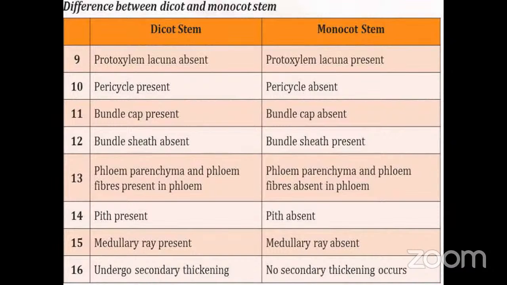Phloem parenchyma and phloem fibers are present in the phloem in the dicot stem, whereas in the monocot stem they are absent. In the dicot stem, a large pith is present in the center, whereas pith is absent in the monocot stem. Medullary rays are present between the vascular bundles in the dicot stem, whereas they are absent in the monocot stem. In the dicot stem, we see secondary thickening, that is secondary growth, due to the presence of cambium; interfascicular cambium also develops and cuts off secondary phloem and secondary xylem, so they participate in secondary growth. In the monocot stem, there is no cambium and no secondary thickening, and they are annuals only, so we don't find secondary growth.